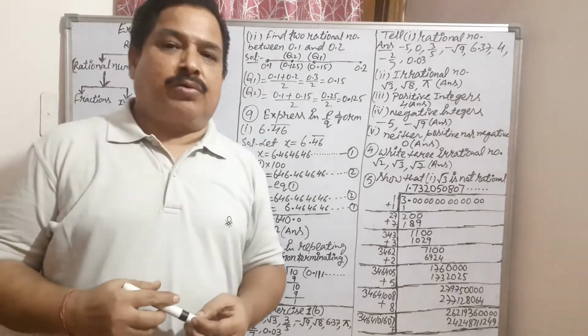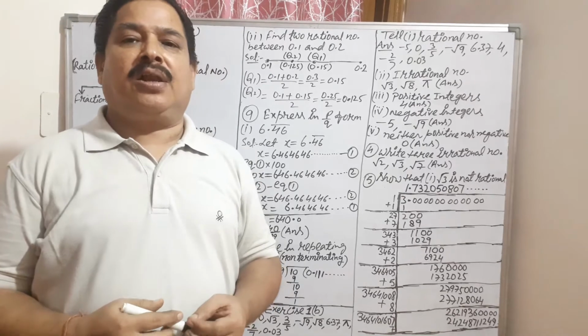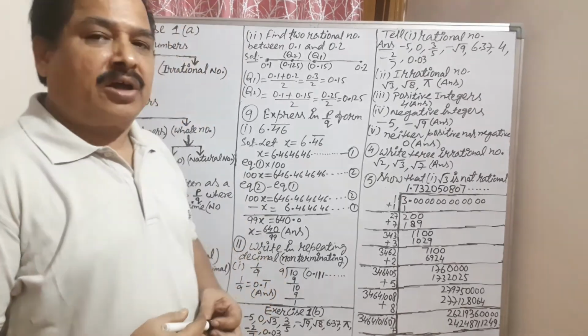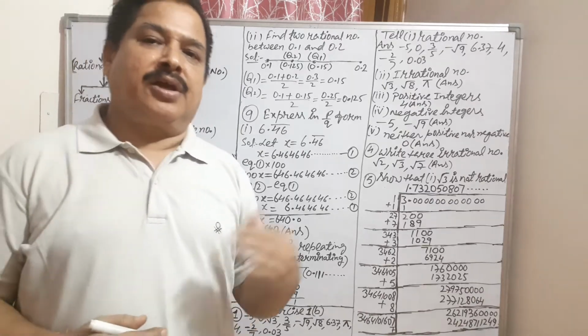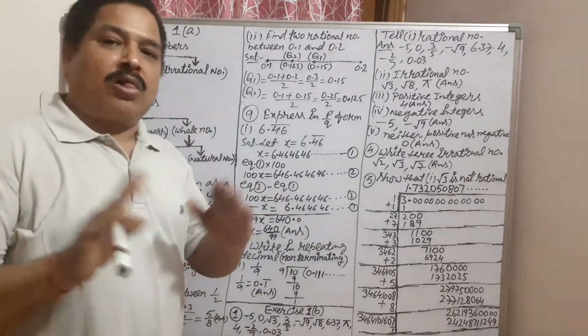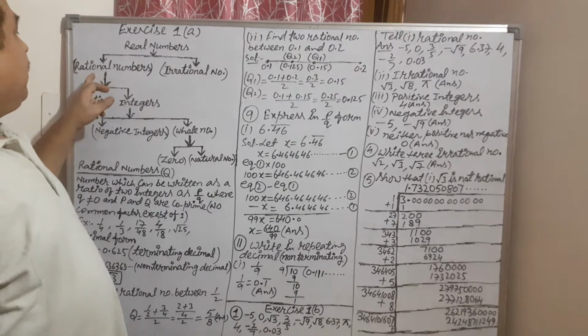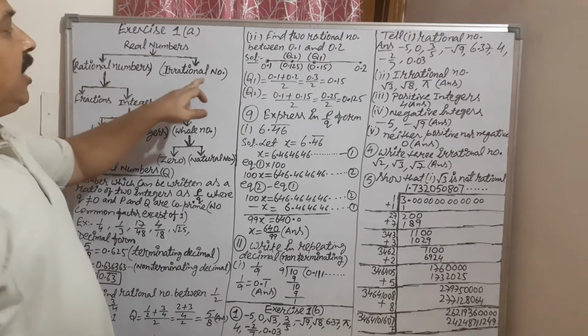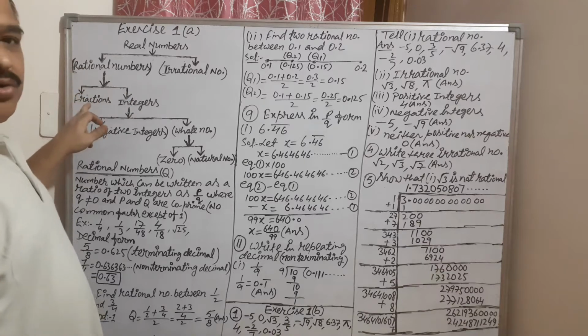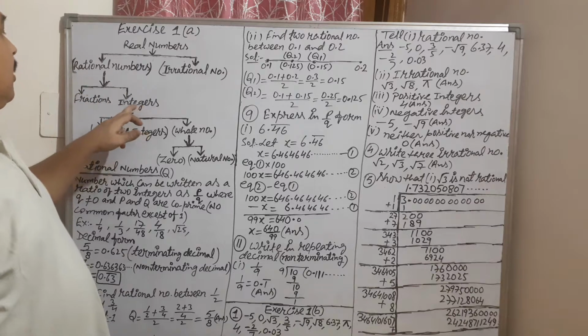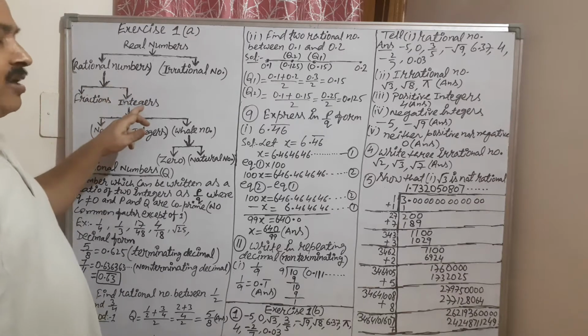Class 9. Today we are starting rational and irrational numbers. What are rational and irrational numbers? Actually these are the parts of real numbers. Real number means all the numbers. So real numbers can be divided into two parts, rational and irrational numbers. And rational numbers will be divided further into two parts, fractions and integers. It means rational numbers are fractions and integers.